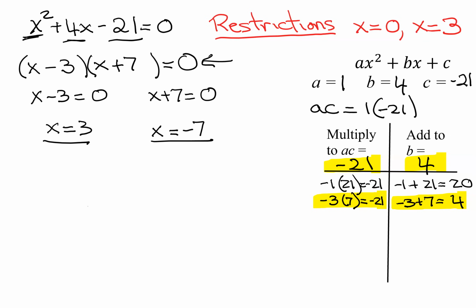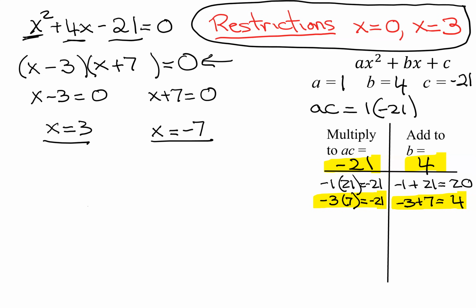x equals negative 7. Can I stop at this point? No. Remember, this started as a rational equation, so I have to look at my restrictions. x equals 3 is not allowed, so that is not a good solution. Because if I put it into my original equation, it would make at least one of the denominators equal to 0. So what is my answer? There's only one answer to this problem, and it's x equals negative 7.